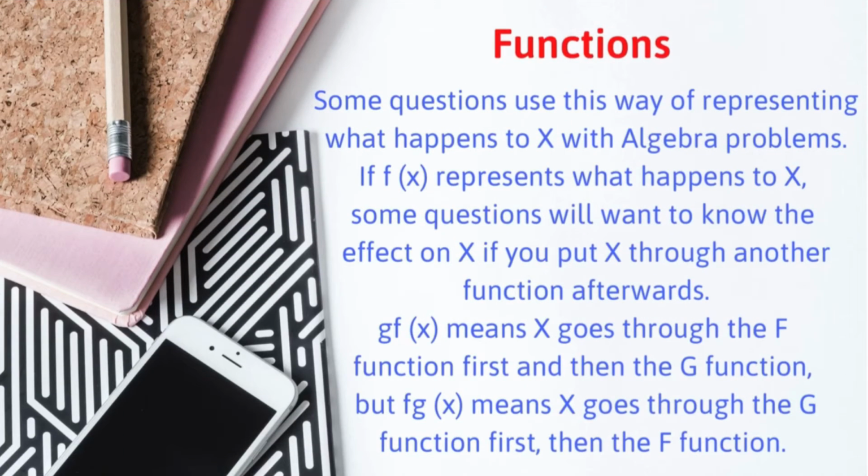Some questions will use this way of representing what happens to x with algebra problems. So where f(x) is the function that happens to x, some questions will ask you what the effect will be if we put x through another function after f. This is written as gf(x), and your answer will be different depending on whether you put x through the f function first or the g function. gf(x) means that x goes through the f function first because it's closest to the x in the list. Then it will go through the g function. But if it's written fg(x), then x will go through the g function first and then the f function.